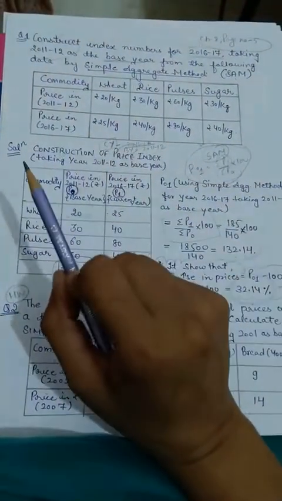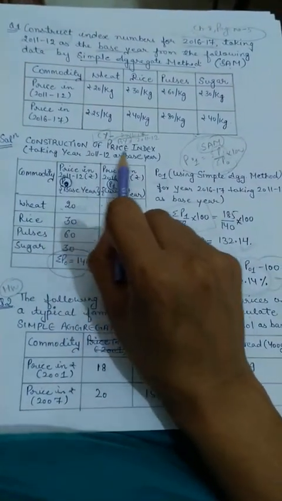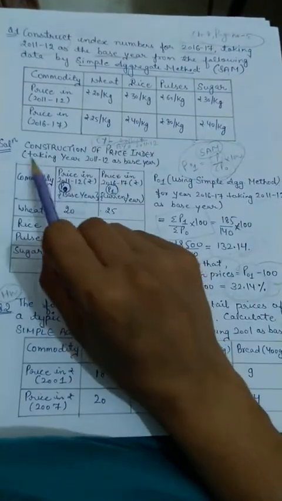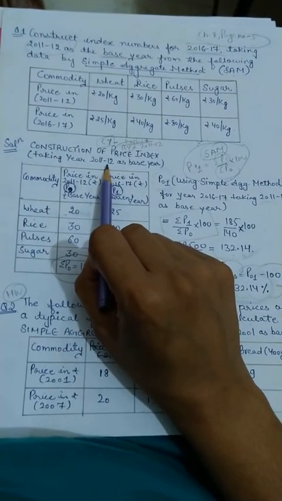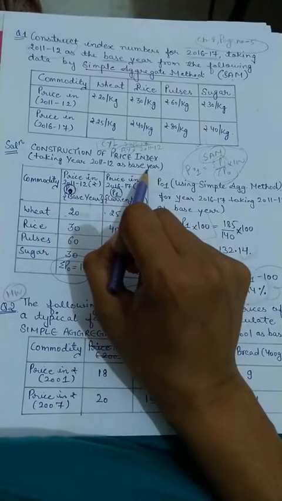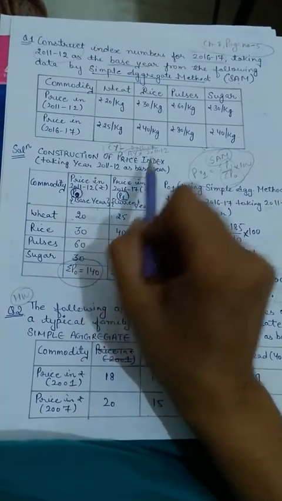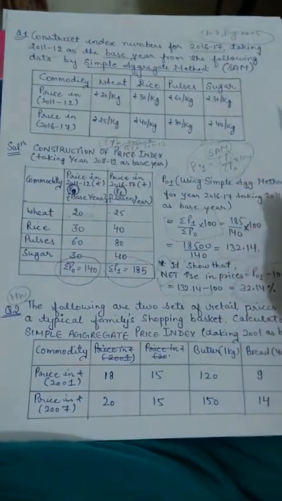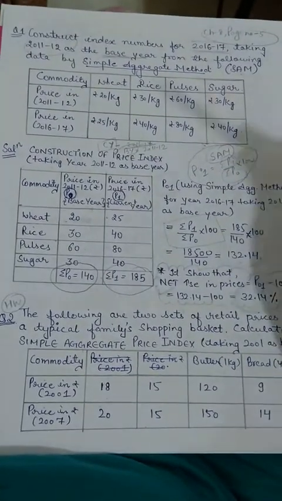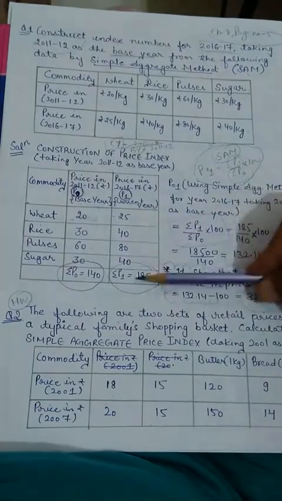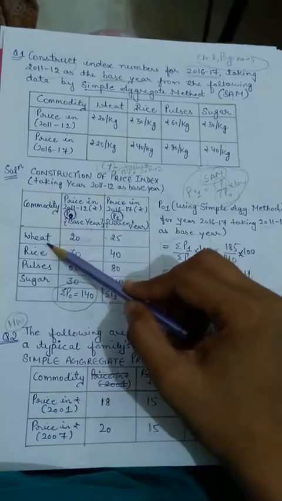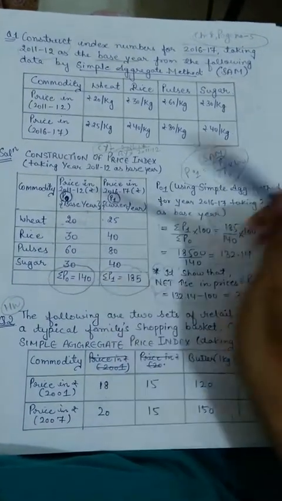First of all, we have to write a heading like this: construction of price index. In the bracket we will show which year we are taking as base year, that is, taking year 2011 to 12 as base year. After this we will make the 3 columns as they are given in the question. We will make it in the horizontal form like this. Now this is commodity: wheat, rice, pulses, sugar.